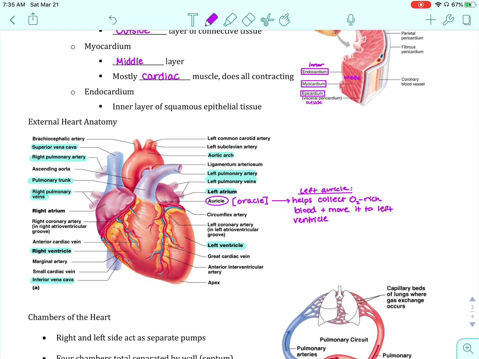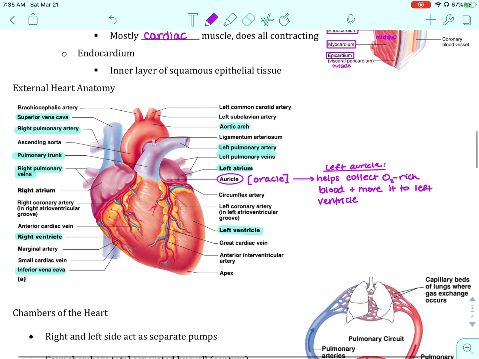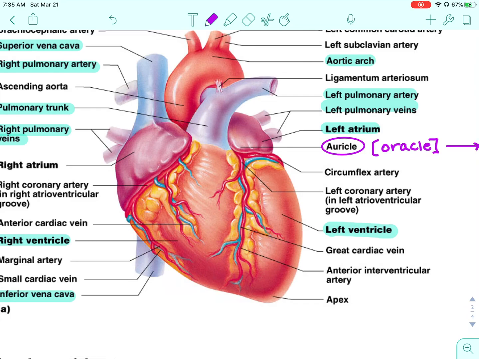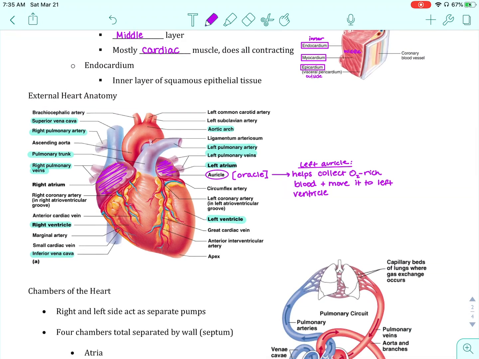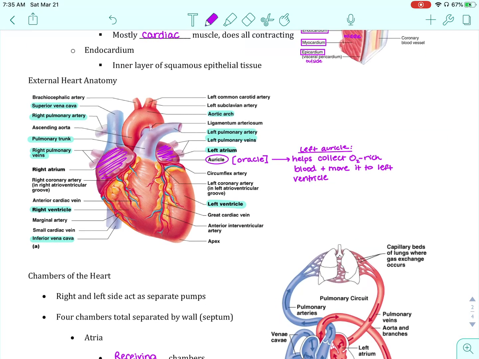So there is another part that you might not be familiar with. It's the auricle. It's these like flaps here. Go ahead and clear those in. And that helps collect oxygen-rich blood and moves it to the left ventricle or the right ventricle, depending on which auricle it is. So those are just resting on the outside of the heart, and those parts help with just aiding in getting that blood into the ventricles.